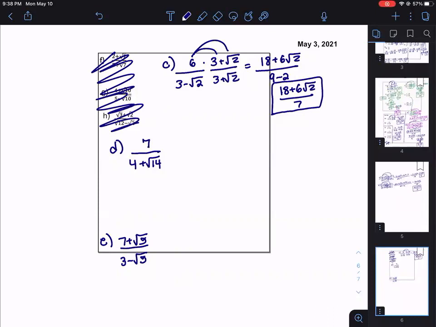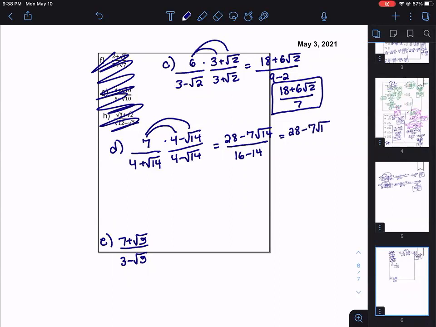Okay, for D, the conjugate would be 4 minus radical 14. Again, when using the distributive property, we get 28 minus 7 radical 14 over 16 minus 14. That's 28 minus 7 radical 14 over 2. Again, 28, 7, and 2 would have to have something in common, and they don't.